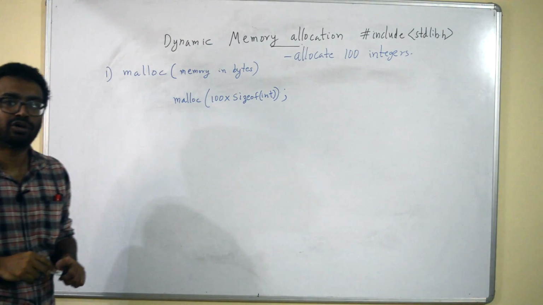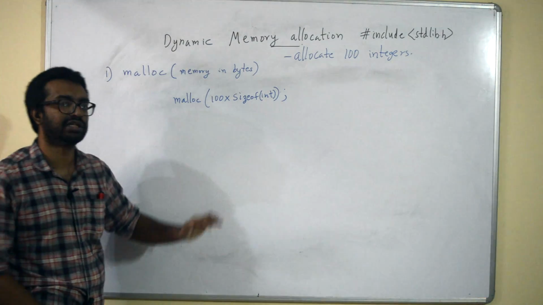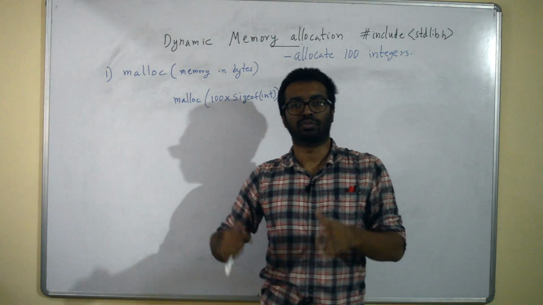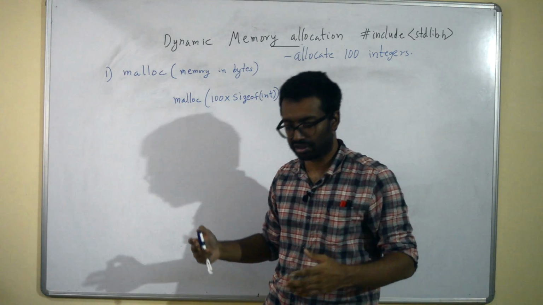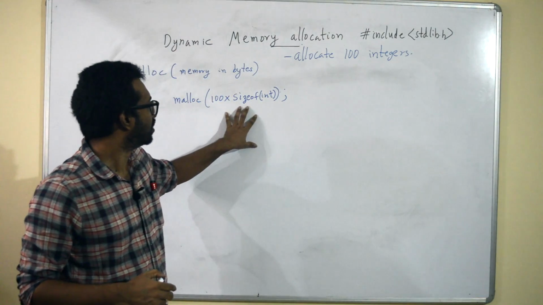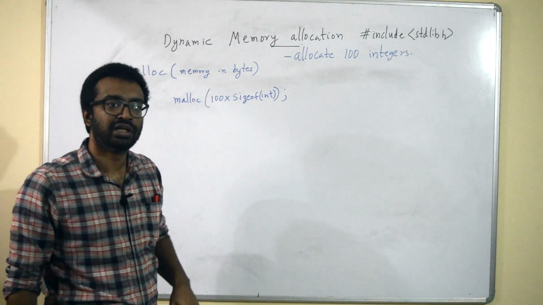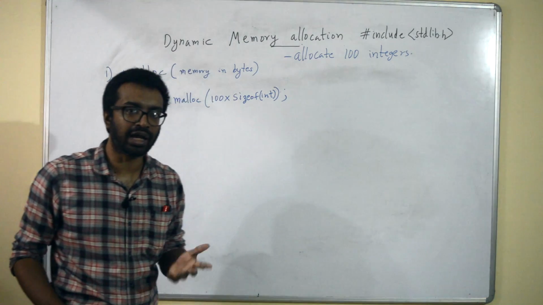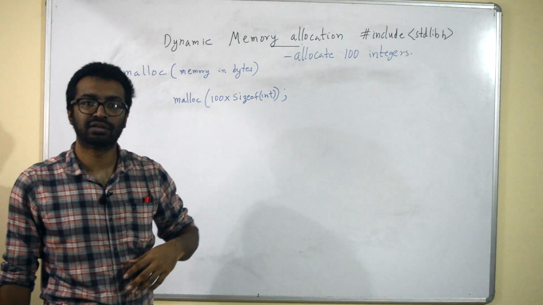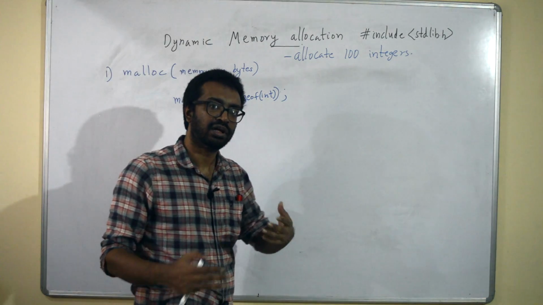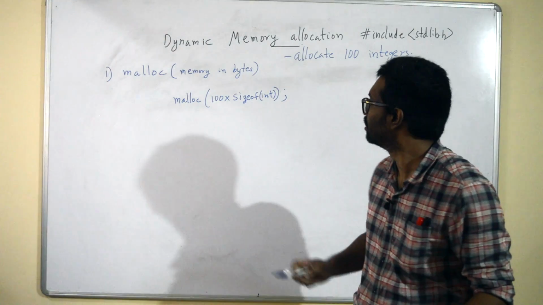Okay, so I call the malloc function with 100 into size of int, and what will the function do? When it gets this call, it takes this information and allocates that much memory, that many bytes. And what will it return? It has to return a memory location, right?